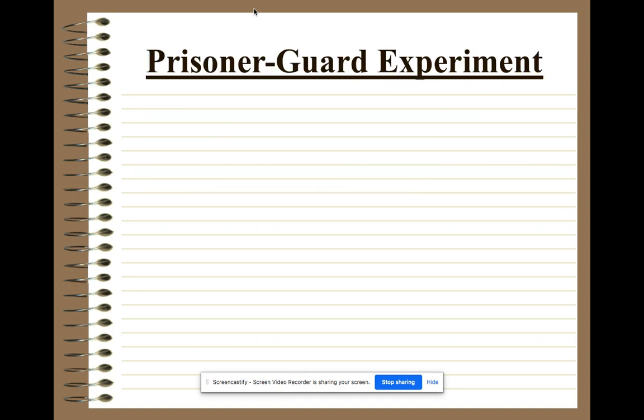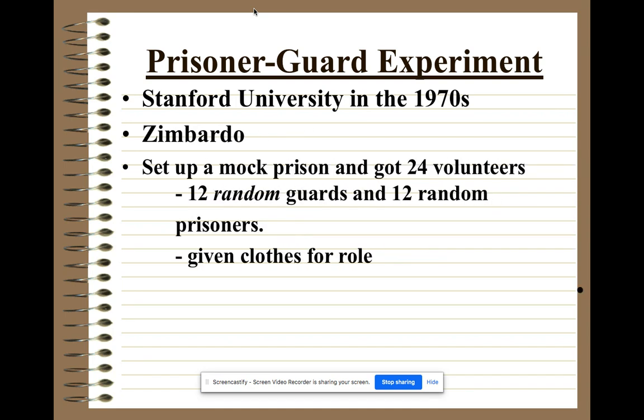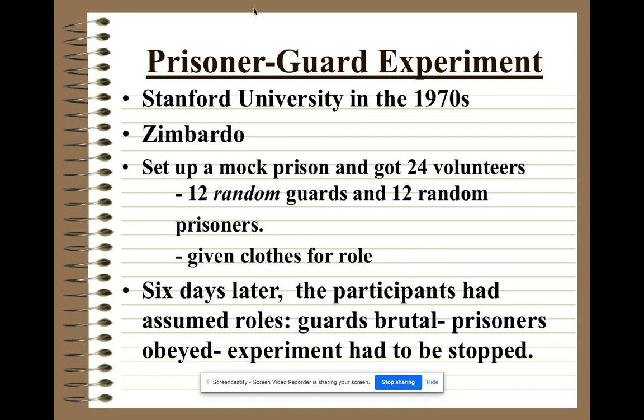One really interesting experiment that was done on this, and there's a Netflix documentary about this someplace, is called the Prisoner Guard Experiment, and it deals with reference grouping. It was done at Stanford University in the 1970s by a world famous psychologist named Philip Zimbardo. And what Zimbardo did was he set up a fake prison. He had 24 volunteers picked from a pool of students.